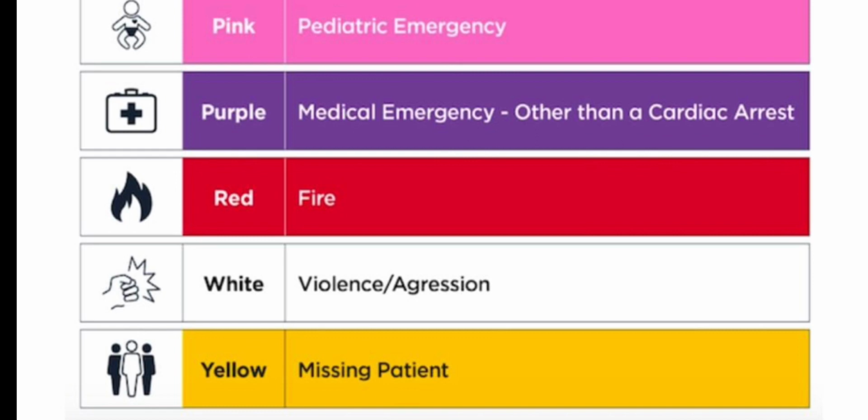The pink one is, you know, pediatric emergency. The PEDS sign is there. Purple, medical emergency other than cardiac arrest. It's a medical emergency but not only cardiac arrest, because the sign for cardiac arrest is the ECG sign, and here is the sign for medical. Red means fire, smoke or fire, you know about it, and you can study it previously as well. White, violence, aggressive.